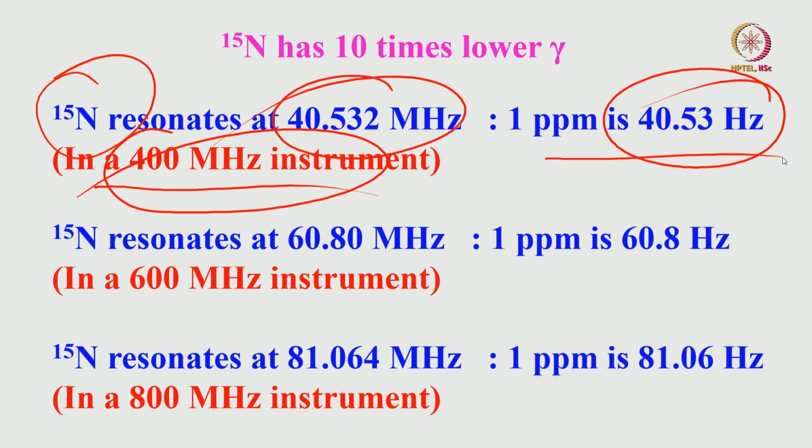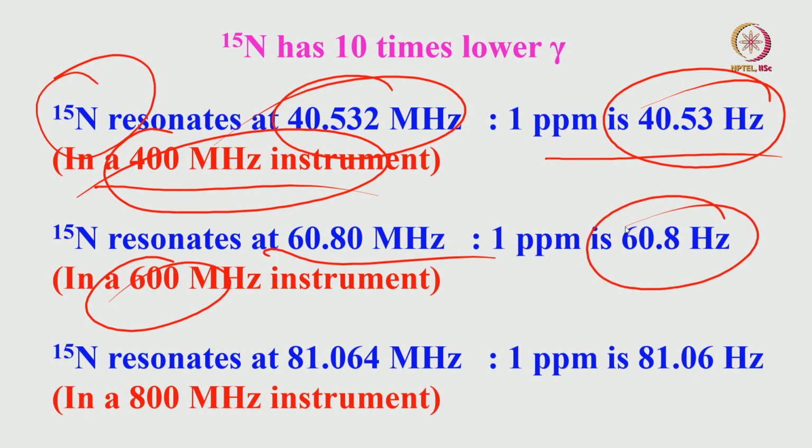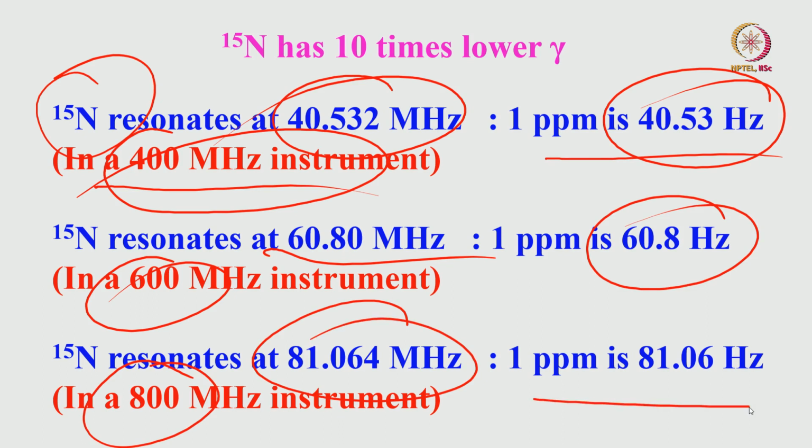Now, go to the next instrument. In a 600 megahertz spectrometer, nitrogen resonates at 60 megahertz. It means 1 ppm is 60.8 hertz. Similarly, at 800 megahertz, nitrogen resonates at 81.064 megahertz. So, 1 ppm is 81.06 hertz. This is how there is a relationship between ppm and frequency for any nucleus in a given spectrometer.